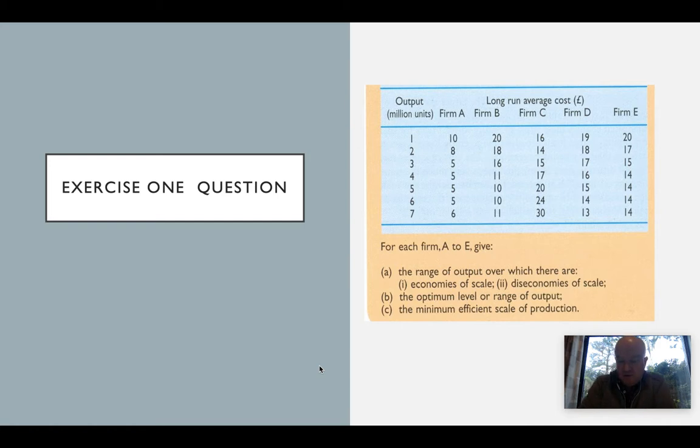And I suggest you stop the PowerPoint there. Have a go at filling in that table, which is on page 36 in your booklet. And then we'll come back and look at the answers in this instance, okay?